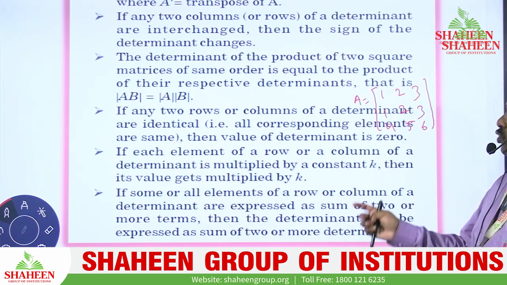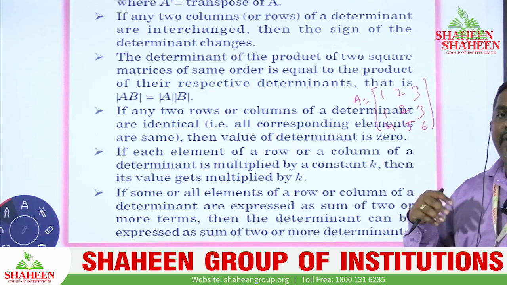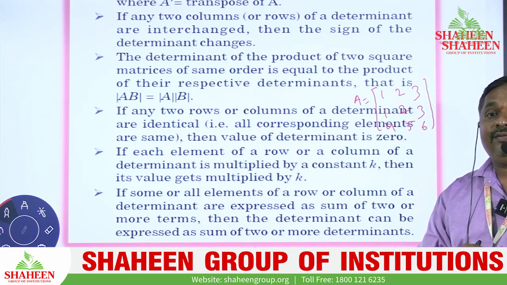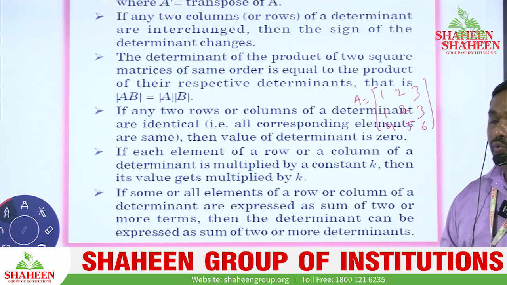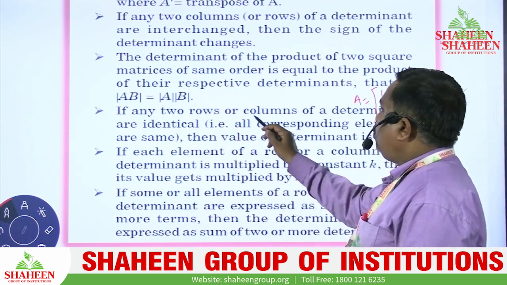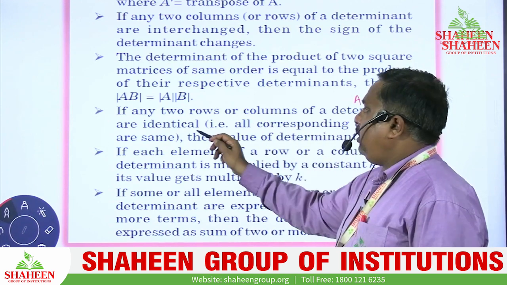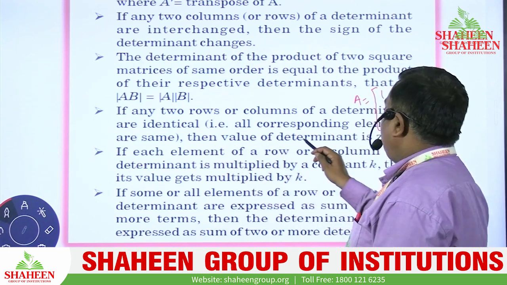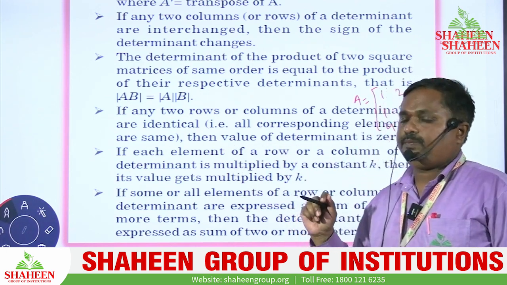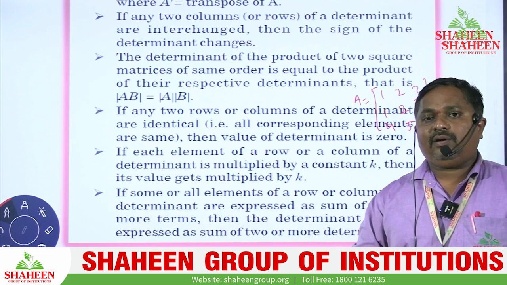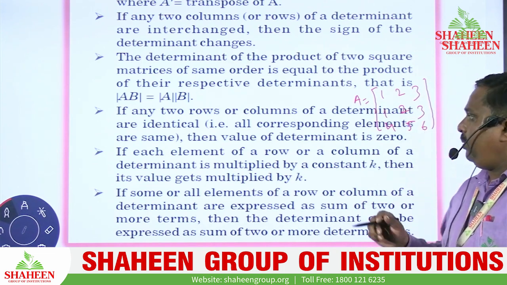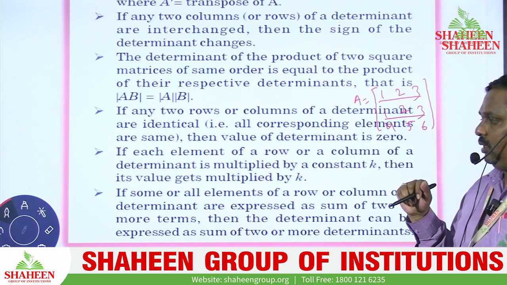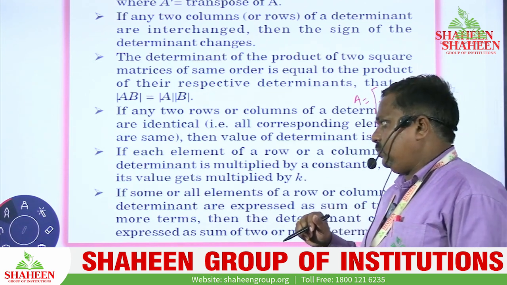Okay, if two rows or two columns of any determinant is identical, then the determinant of the given matrix is 0. If any two rows or columns of a determinant are identical, then all corresponding elements are same, then the value of determinant is 0. उस डिटर्मिनेंट का वैल्यू 0 होता है. ठीक है ना? मैंने यहाँ पे दो रो आइडेंटिकल लिए 1 2 3 1 2 3. ठीक है ना? देन द मैट्रिक्स डिटर्मिनेंट इज 0.